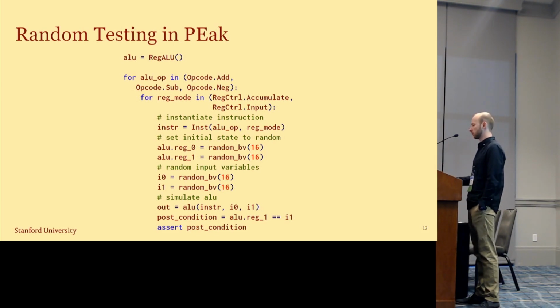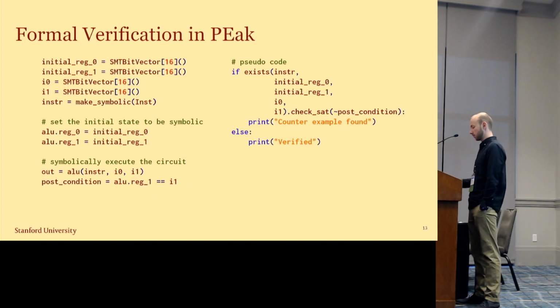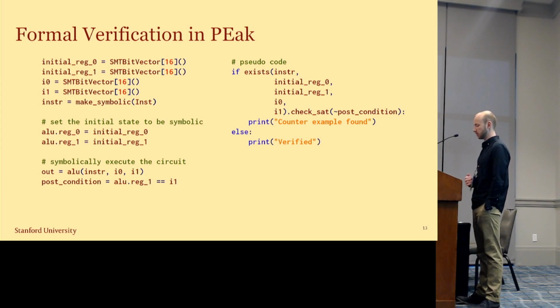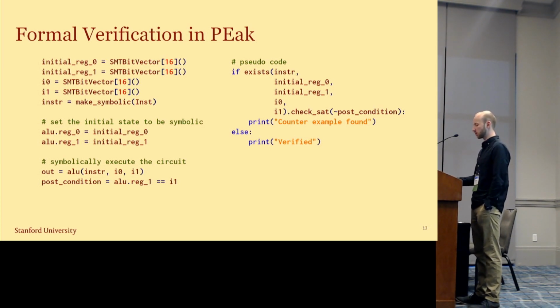But you might want a formal proof. So we also include a formal model in PEak. In order to do some formal verification, instead of doing random bit vectors, we create SMT bit vector variables, so symbolic variables for the initial state from reg0 and reg1, as well as some symbolic bit vectors for I0 and I1. We use a helper function to convert the instruction into a SMT representation of the instruction. Then again, we set the initial state to be these symbolic variables, and we can symbolically execute the circuit. Again, checking the same condition that the value in reg1 is equivalent to I1.